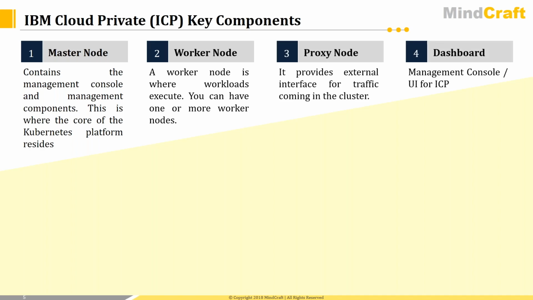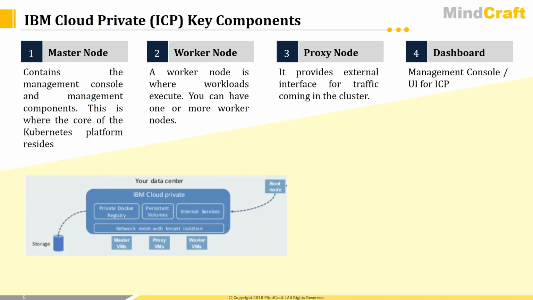So typical ICP components include a master node. The master node is the management component, which is the core of the Kubernetes platform. It also comes with a worker node where all the workloads execute, and a proxy node, which is an interface for incoming traffic into the cluster. The fourth component is the dashboard. The dashboard is used as the management console and for any kind of user interface to interact with your ICP cloud, right? So in your data center, you have these four components running, and these allow you to scale your applications using the worker nodes through the master nodes.